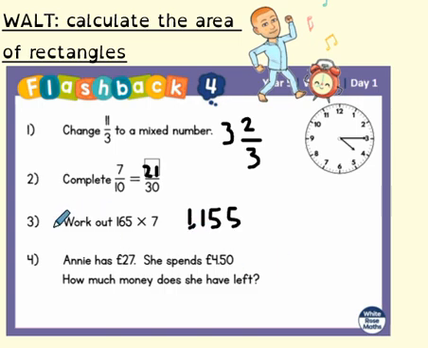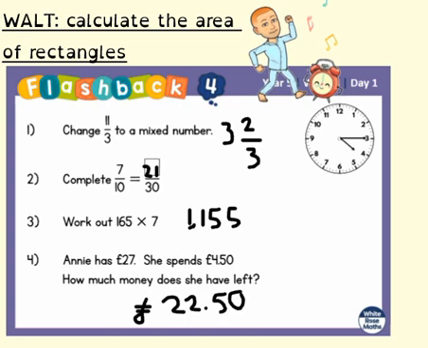And then finally, before we go on to the time question, Annie has £27. She spends £4.50. How much money does she have left? She has £22.50 left. Pound sign in. Terrible pound sign, but you know what it is. And then the clock face there is showing the time 4:15.